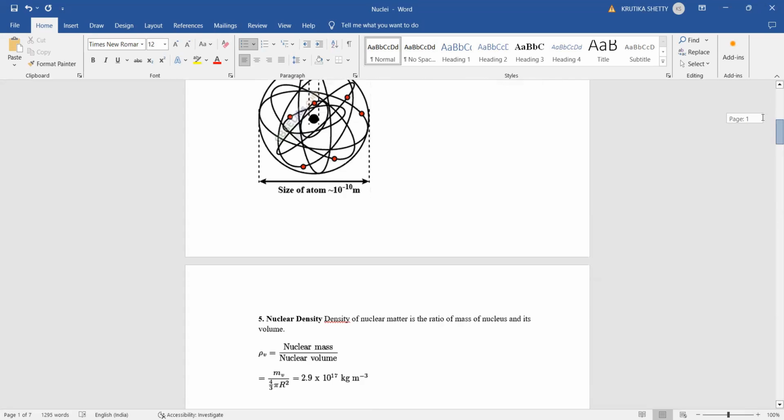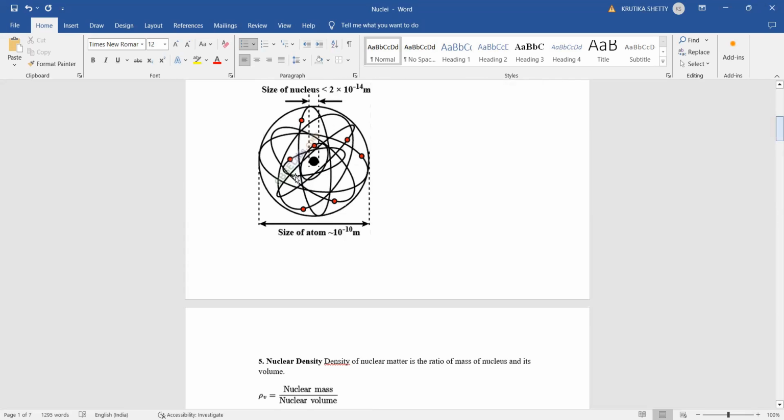This is the density. Now you can see the structure of the atom. At the center we have the nucleus, then we have the different orbits. The last orbit gives the size of the atom, and its value is 10 raised to minus 10 meter. Then we have the size of the nucleus at the center. This is how you can show the atom structure. Maybe in chemistry you might have learned this part.